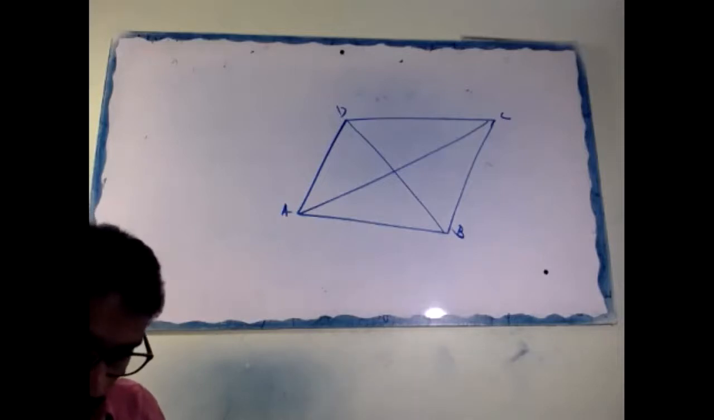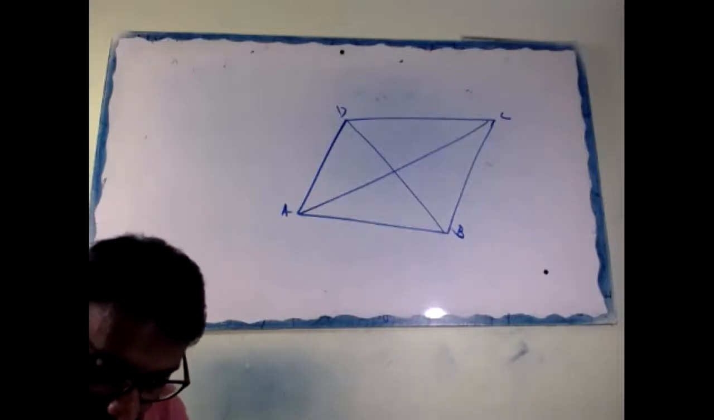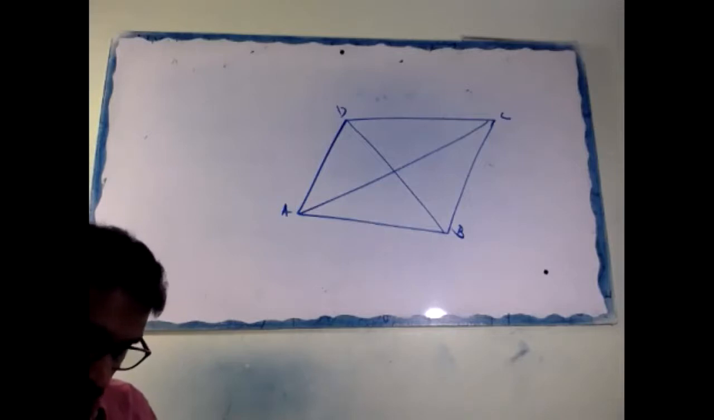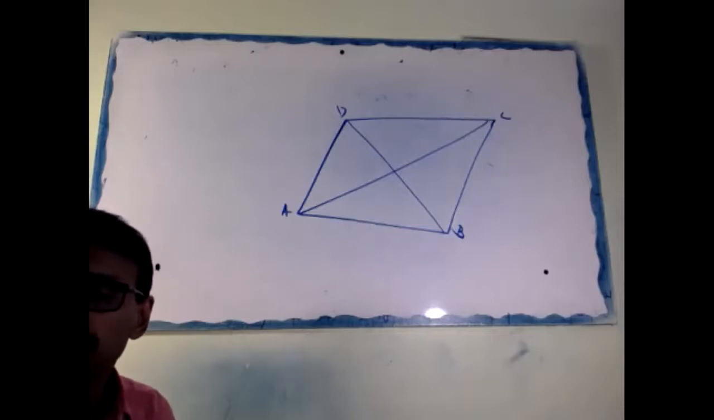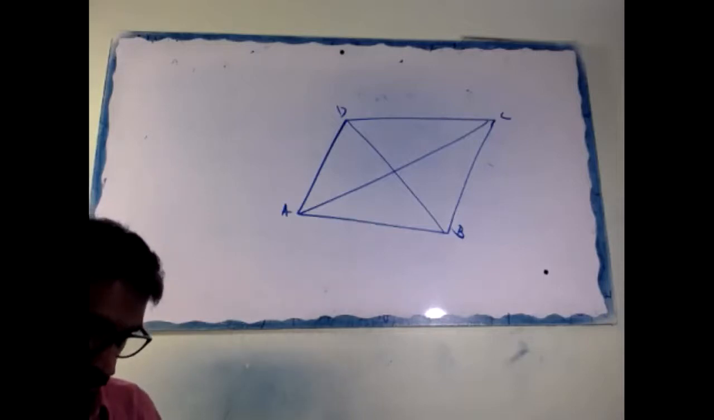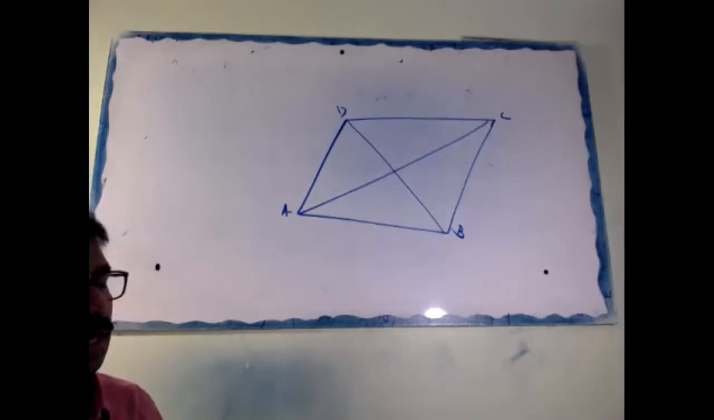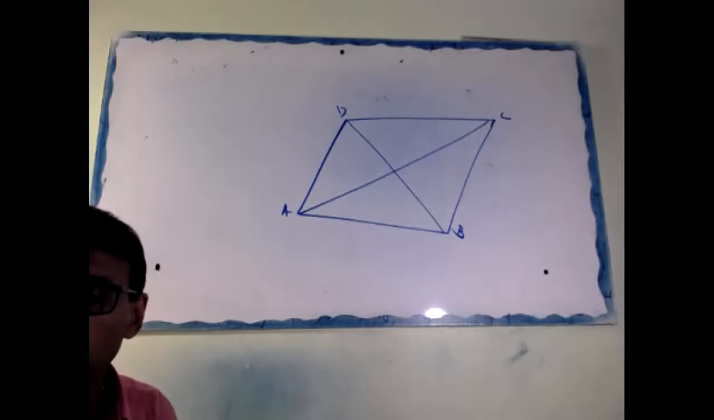DA and AB are called adjacent sides. Why are they called adjacent sides? They have a common vertex.